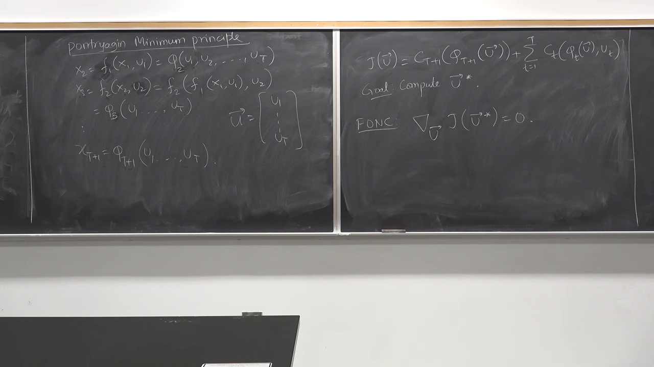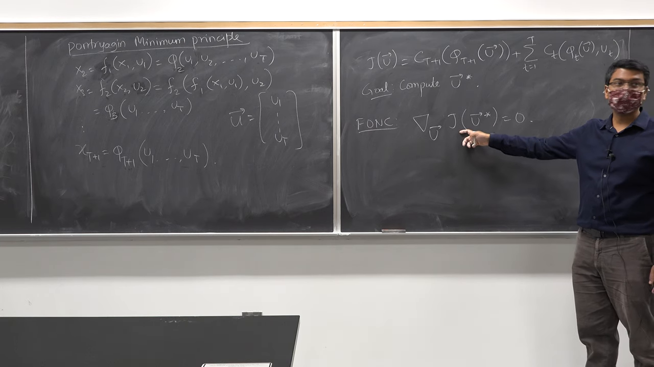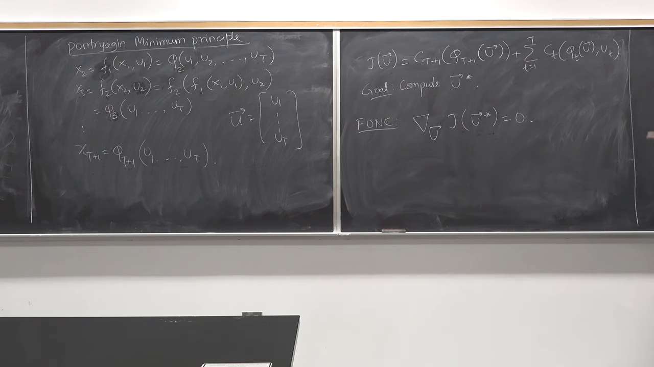Yes, please. This is only if the optimal problem is convex. This one, first order necessary condition, it doesn't matter whether J is convex or not. This is true regardless. Of course, if J is convex, then this is also a sufficient condition for optimality. But here, we are not making any assumptions on J right now. Okay?